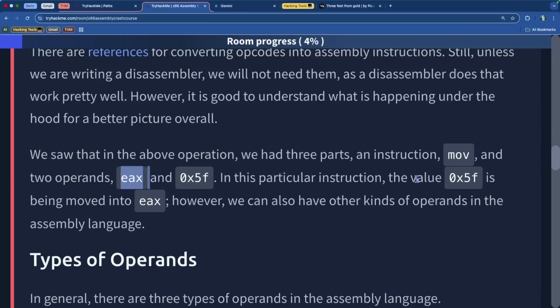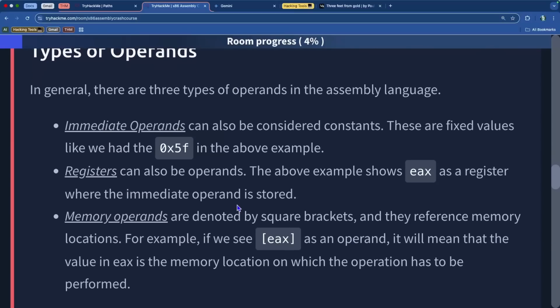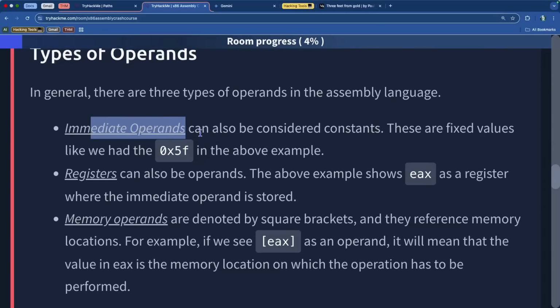And in this particular instruction, the value 0x5f is being moved into EAX. However, we can also have other kinds of operands in assembly. So one type of operand would be immediate. That can also be considered constants. These are fixed values like we have in this particular example above.